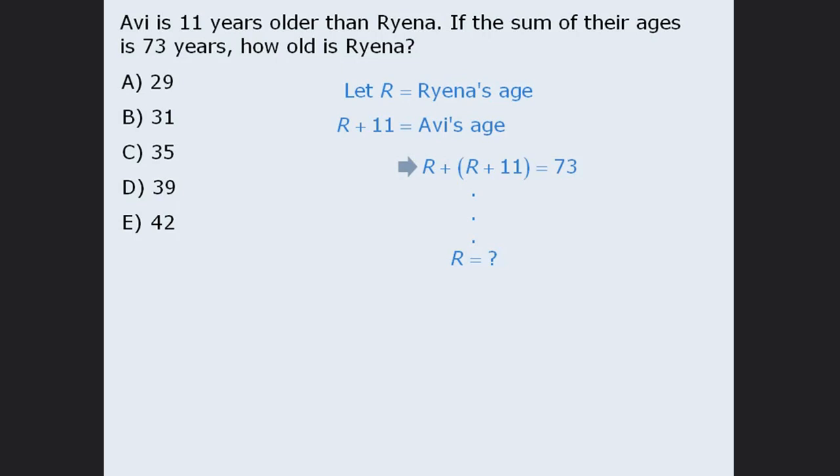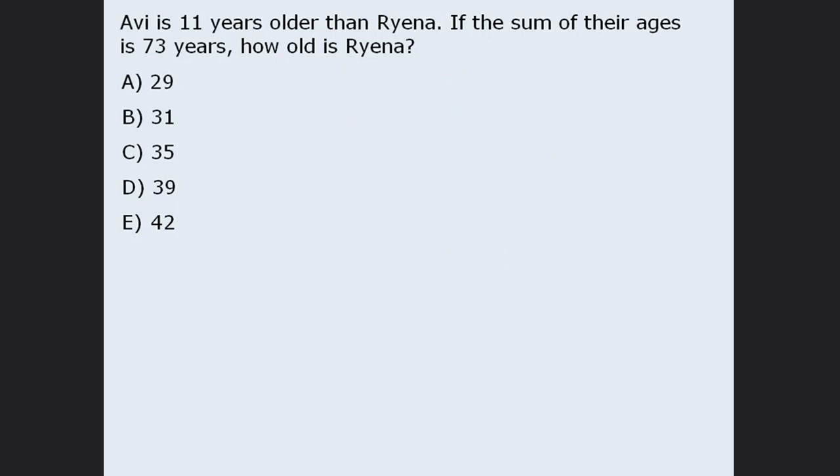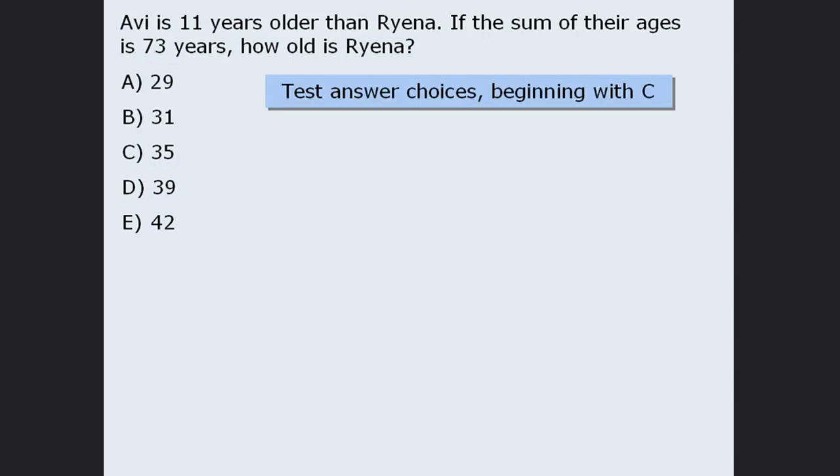Notice that if you're solving a multiple choice question where there is only one correct answer, we know that the correct answer must be among these 5 options. So another approach is to test each answer choice beginning with the middle answer choice. Now, why should we test answer choice C first?